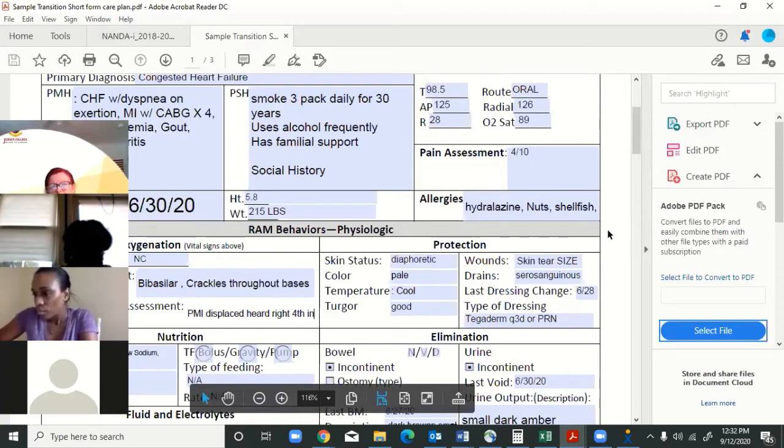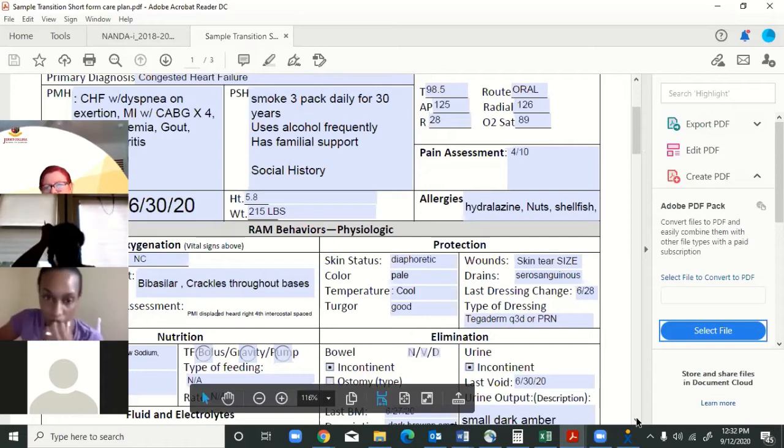My mouse is acting funky. Come on, mouse. I think it's acting funky because I was working on the paper. Come on.